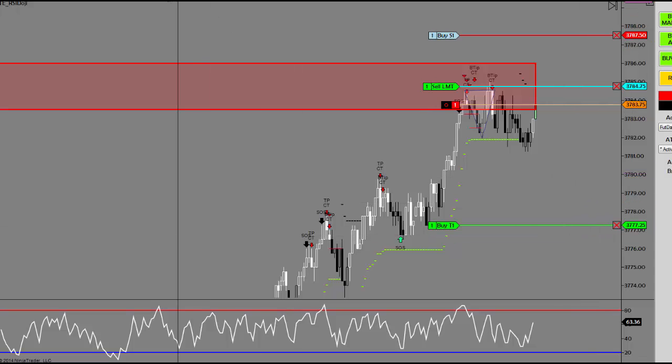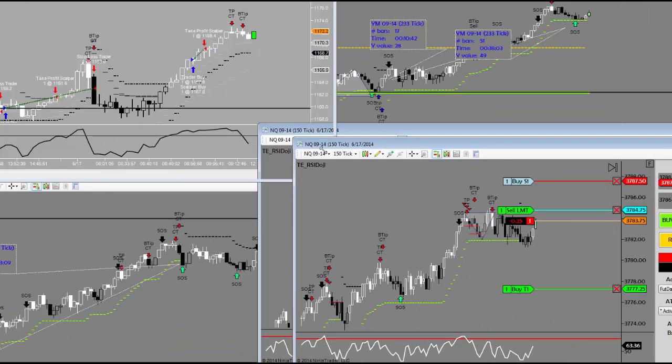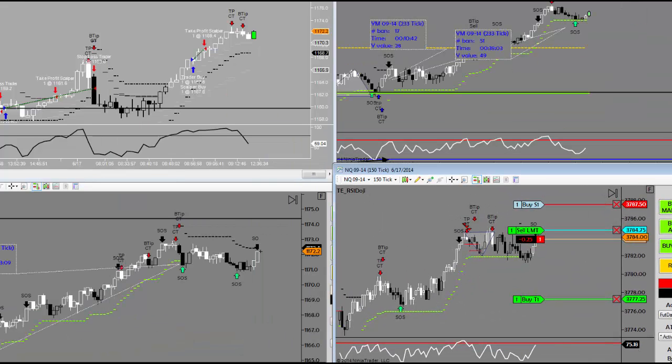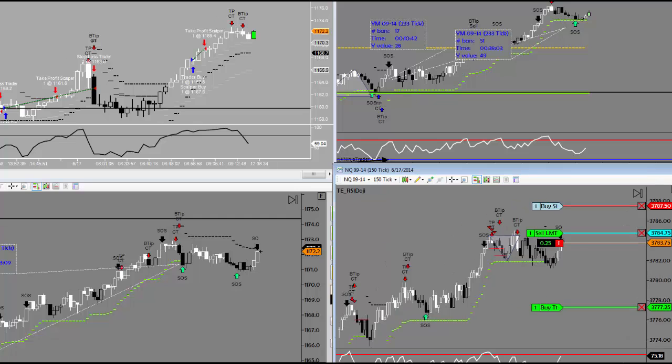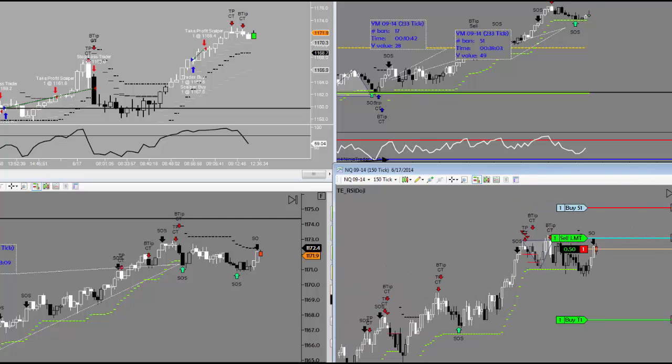All right, so NASDAQ 150 tick. Now remember, we're doing the 150 tick charts to keep the activity higher. Yeah, repetition's the mother of skill.